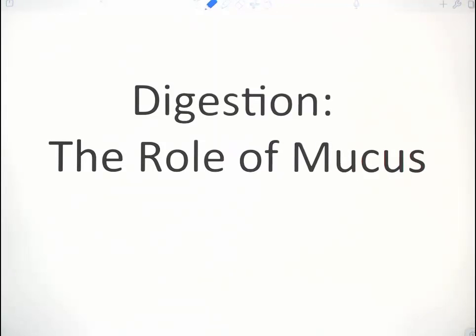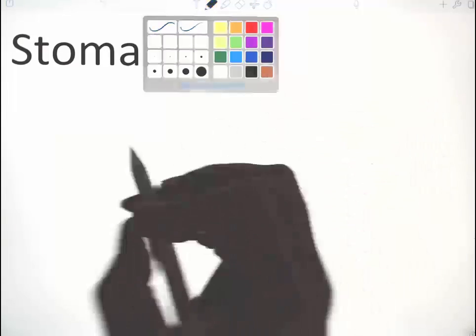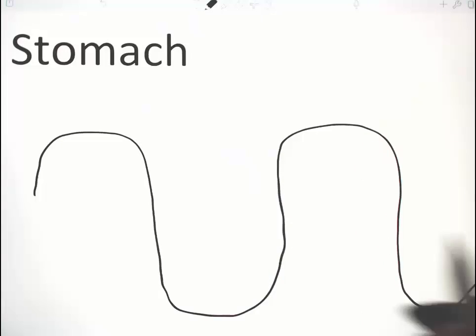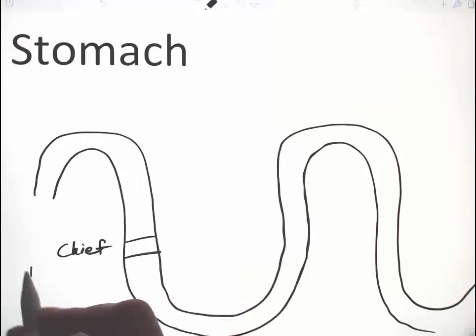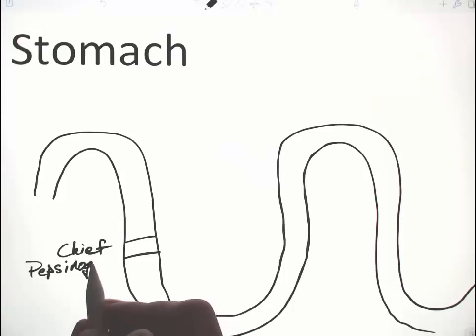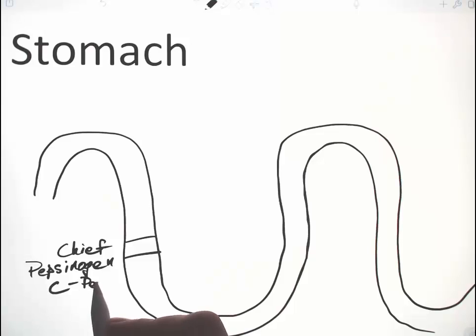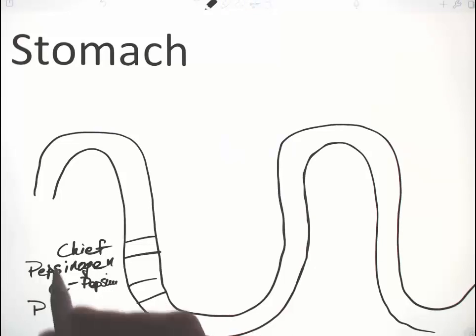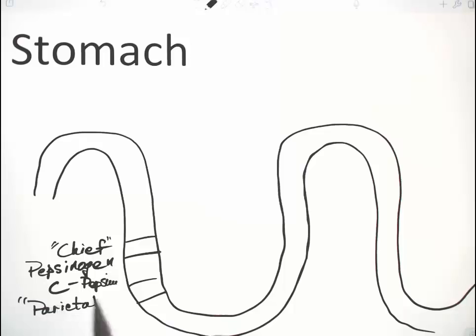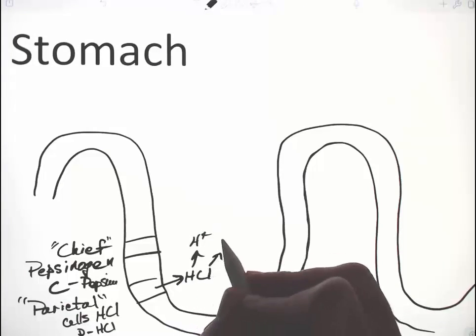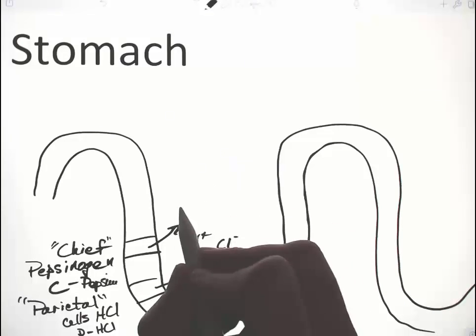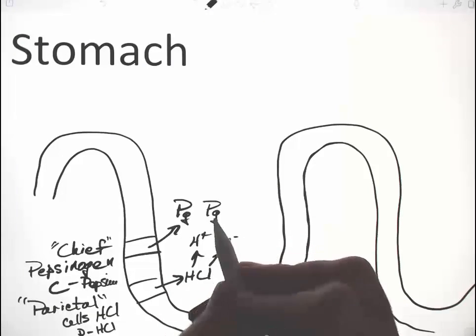Understanding mucus is key to understanding digestion. In the stomach, the lining has numerous gastric pits that include chief cells that produce pepsinogen, the precursor to pepsin, and I'll just do as a reminder C-P, and parietal cells that produce hydrochloric acid, and I'll refer to them as PHCl. So these are secreting hydrochloric acid, which of course dissociates into a proton and chloride, and is a strong acid. Chief cells are secreting pepsinogen, which I'll call PG.